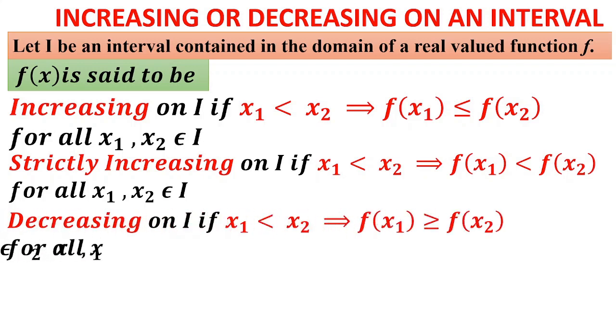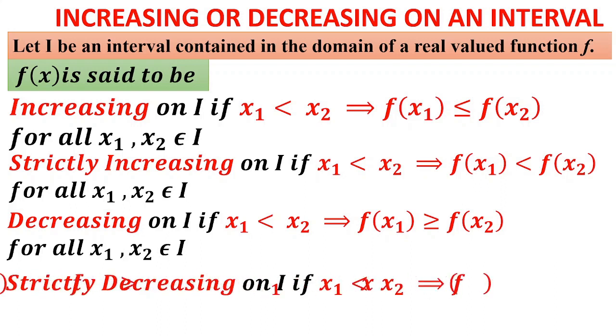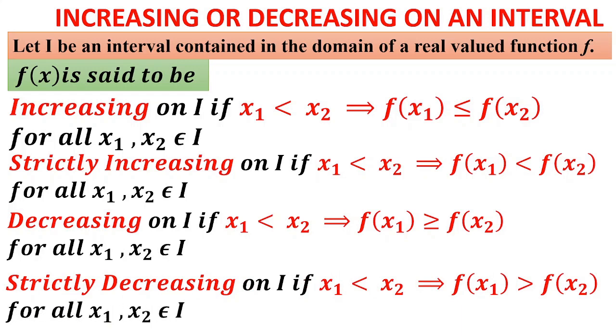Decreasing is the other way, that is if x1 is less than x2 but f of x1 is greater than or equal to f of x2. If x is decreasing, f of x will increase. When x is increasing, f of x will decrease. Therefore, this function will be called decreasing. Strictly means f of x1 is strictly greater than f of x2. Remember, x1 less than x2, then f of x1 should be less than f of x2 for increasing. x1 less than x2, f of x1 should be greater than f of x2 for decreasing.